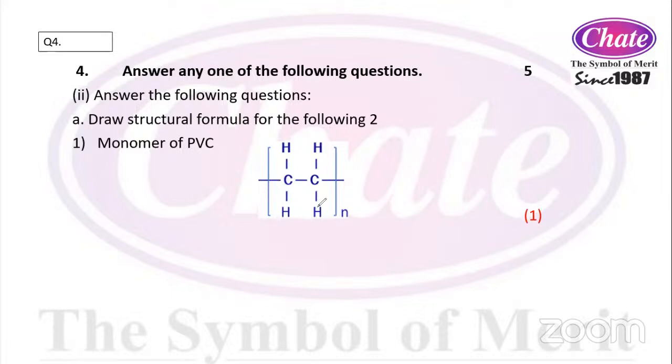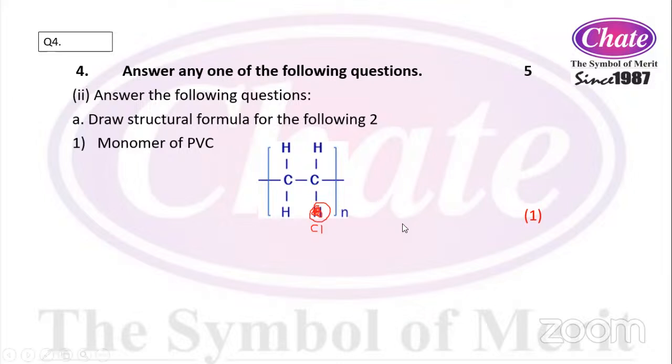You can see here, it is not that difficult. This is the hydrogen. One hydrogen we need to replace with chlorine like this. Now this will become the monomer of PVC. In this way, you can write H, C, H, H, C, Cl, and this will become the PVC monomer. So I am going to remove this hydrogen, and instead it will become chlorine. So this is the monomer of PVC.